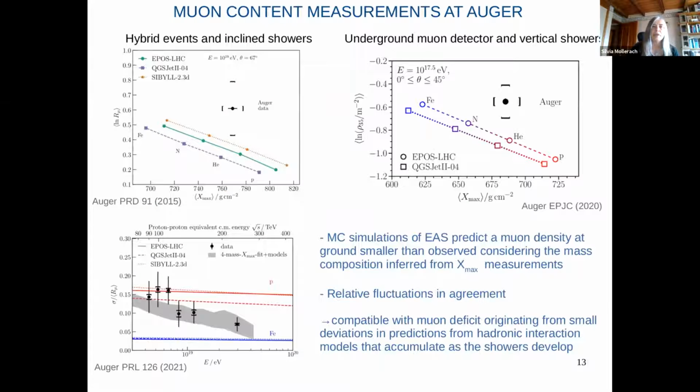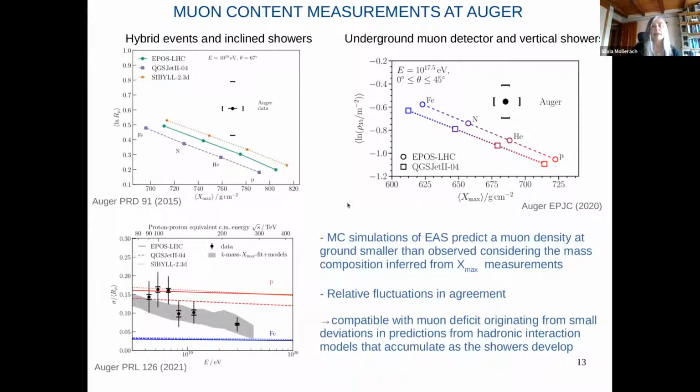So, as we already said, the electromagnetic piece is well sampled with the fluorescence detector, and we have a measurement through the Xmax.